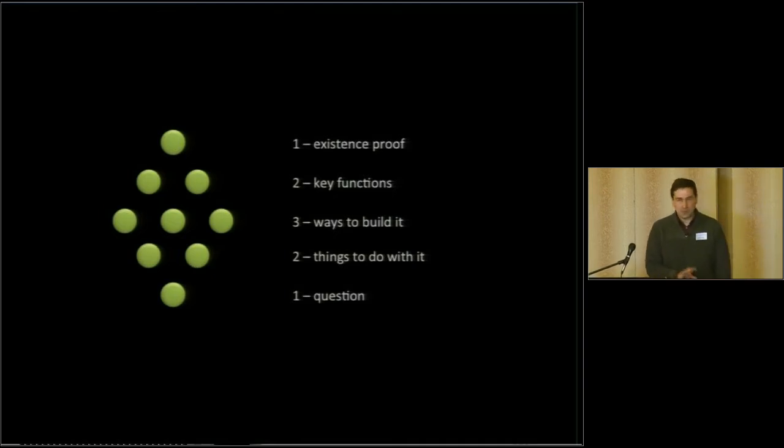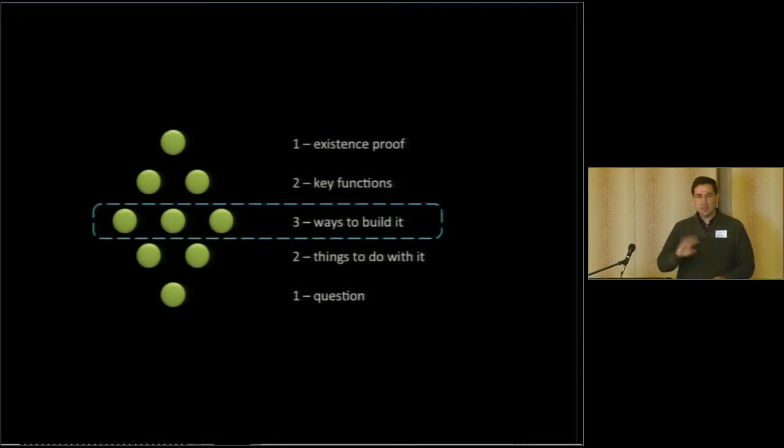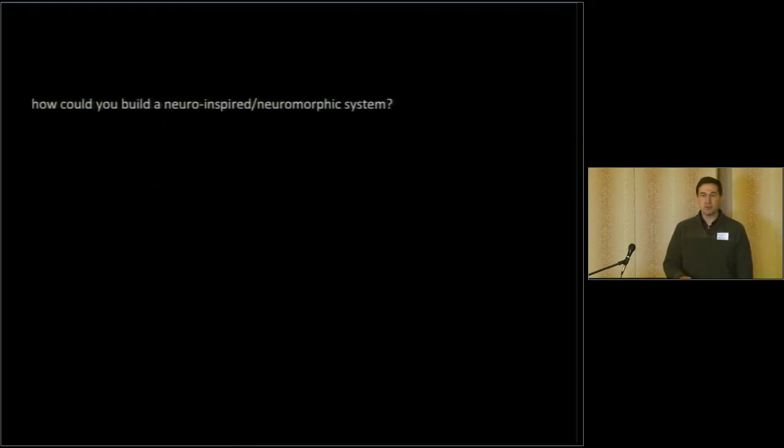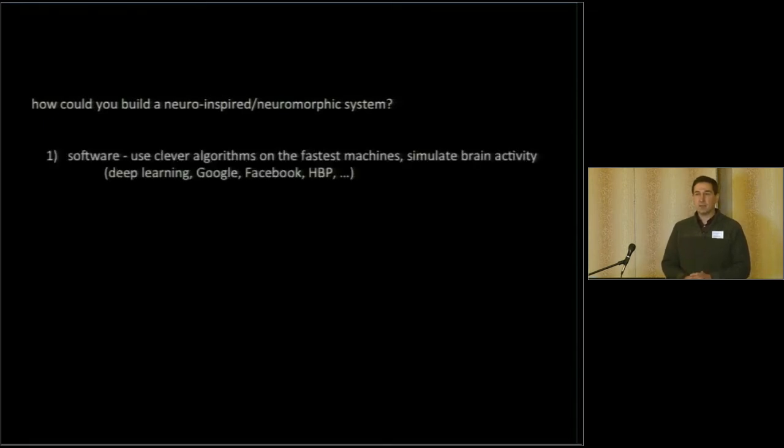What I'm going to talk about for the next couple minutes is just the ways to build it, basically the hardware and systems point of view, and I'll get into more detail on Wednesday for the rest of the diamond pattern here. So how could you actually build a neuro-inspired or neuromorphic computer? There are three ways to do it. I'll go through them one by one. Again, these are really intended to be just generic, broad categories. They have significant overlap.